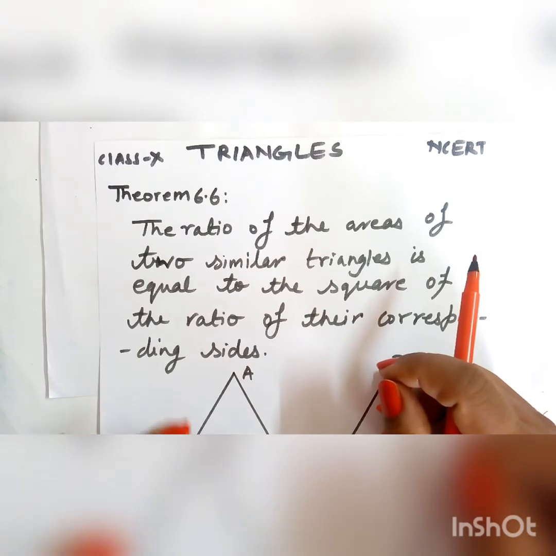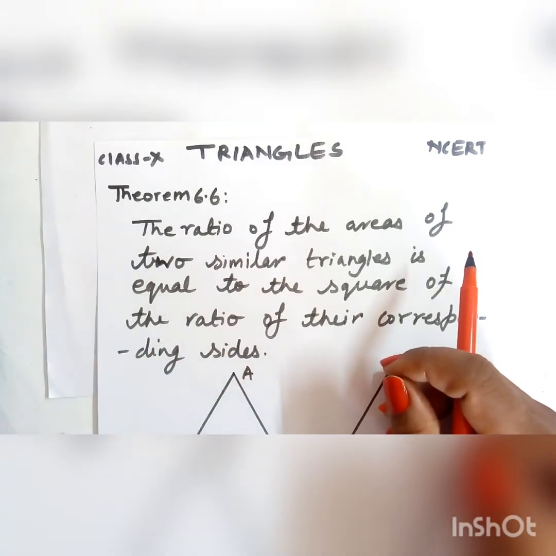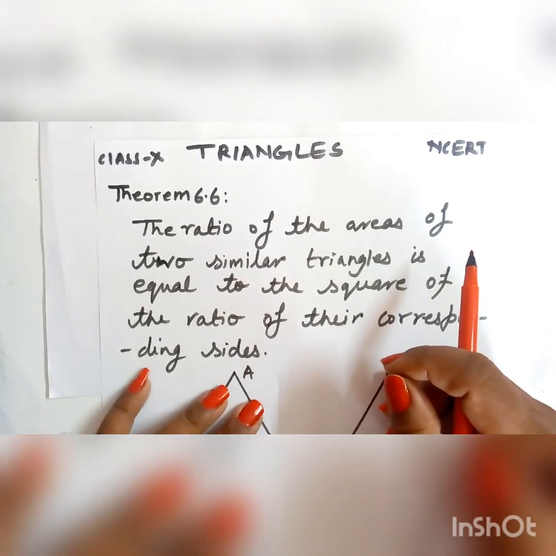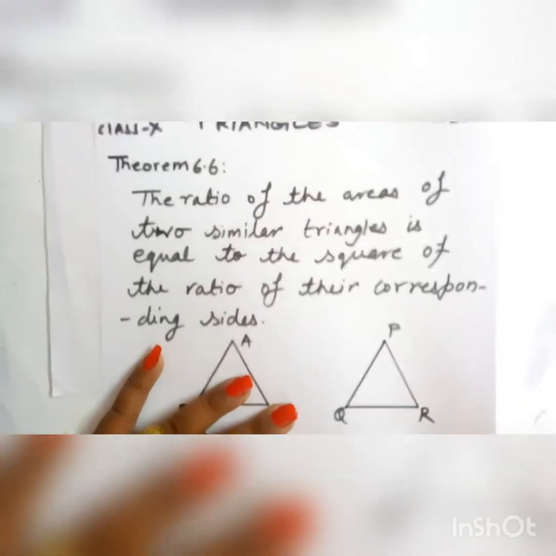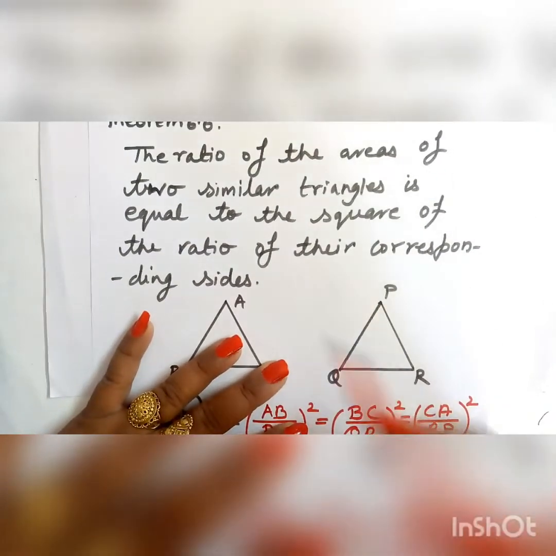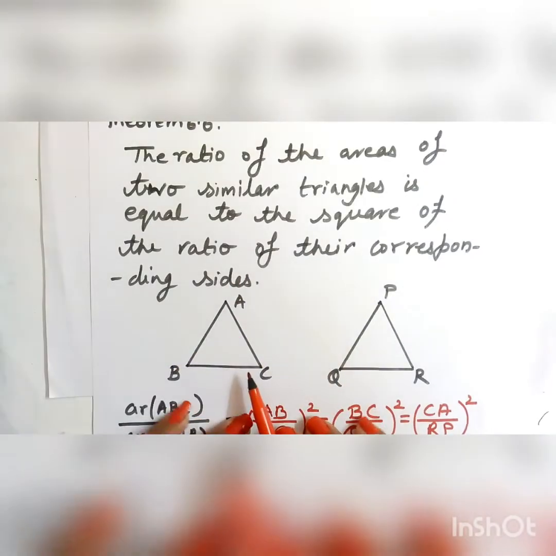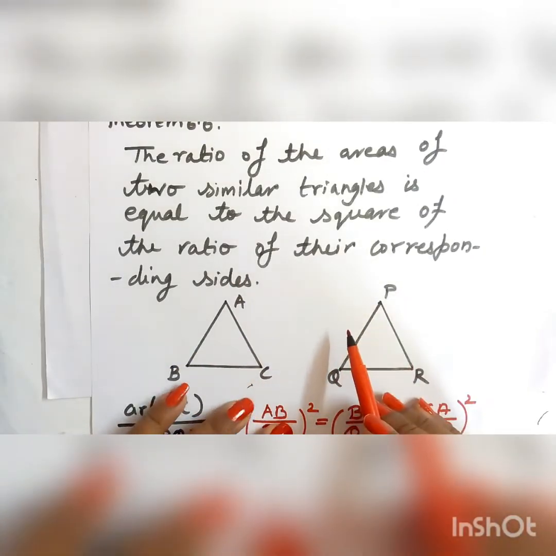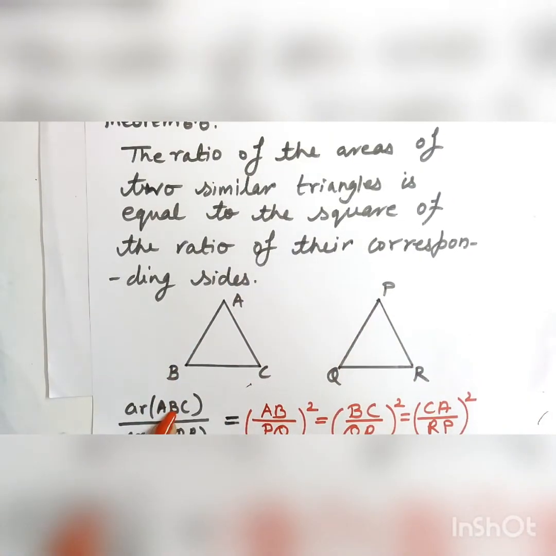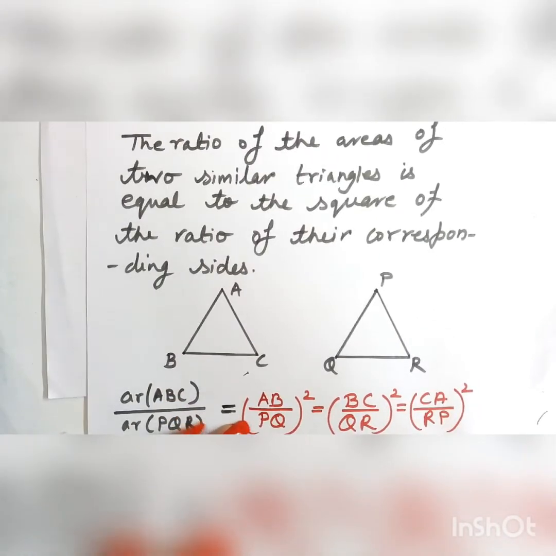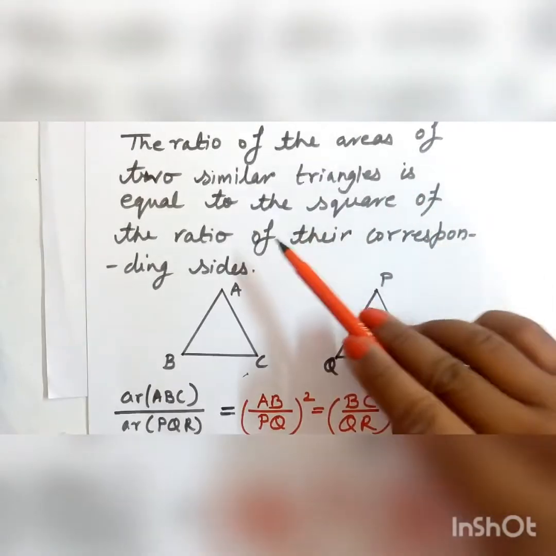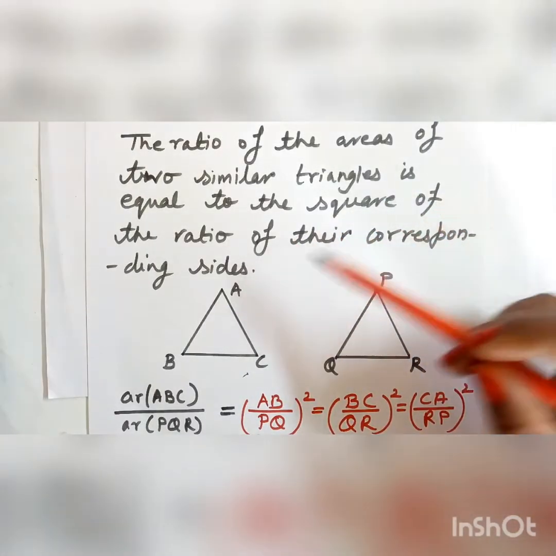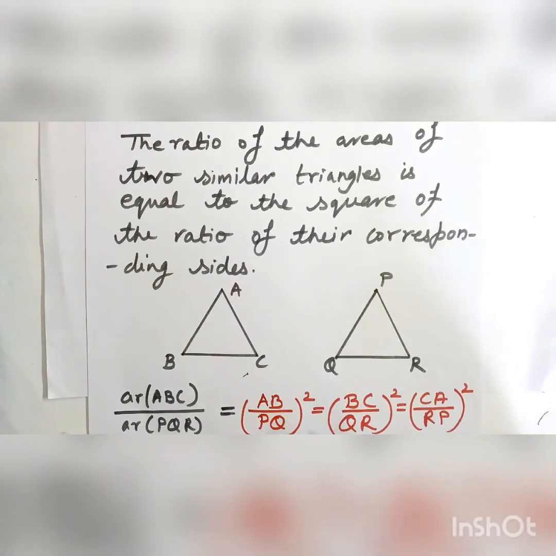So we must know what the theorem is, because we are going to apply it to solve other questions also. The application of the theorem is also in the syllabus. So what is the theorem? If we have triangles ABC and PQR, which are already similar, then the ratio of the areas of two similar triangles is equal to the square of the ratio of their corresponding sides.